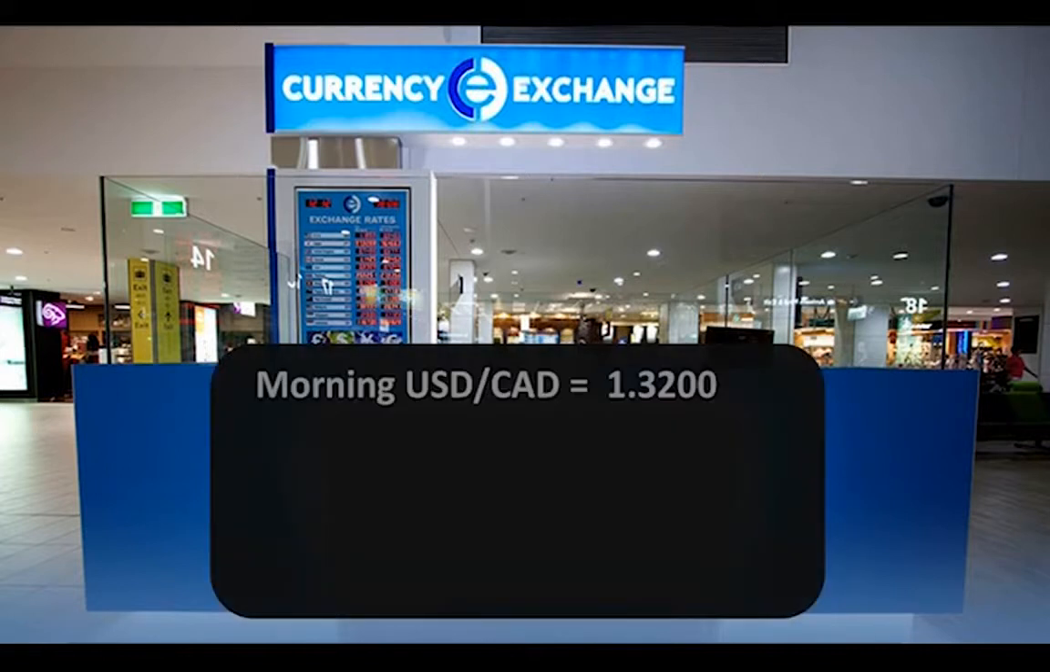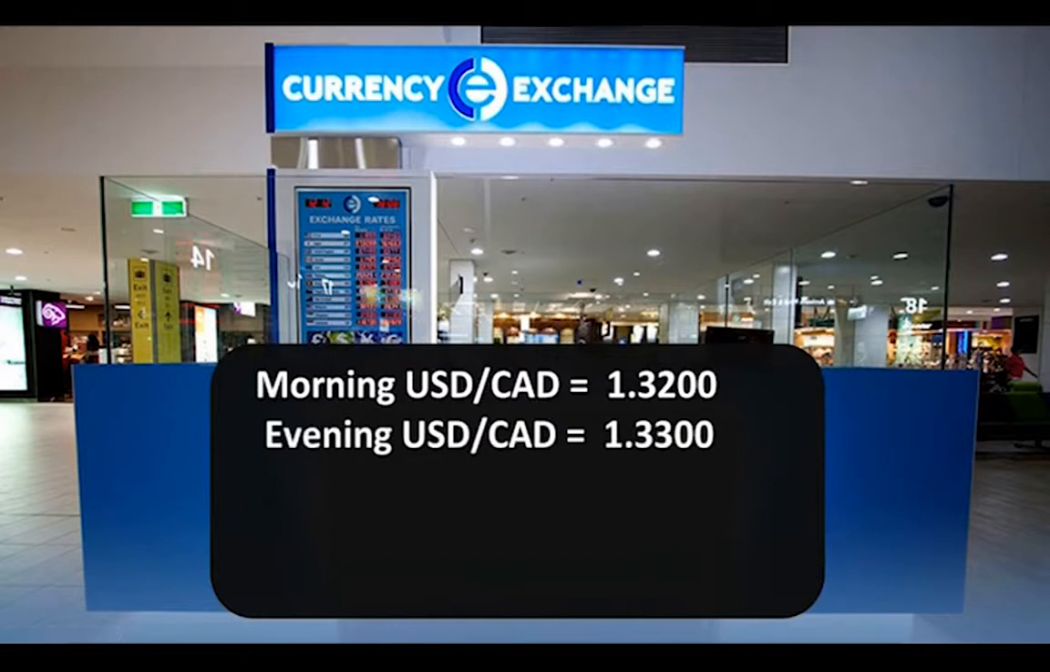Now, at the end of the day, let's say we come back from Canada into the United States. In the morning, the US dollar Canadian dollar exchange rate was 1.32. In the evening, let's say we come back. Let's say we didn't spend any of our money, though. Let's say the exchange rate of the US dollar versus the Canadian dollar is 1.33. There's a 1 penny difference.